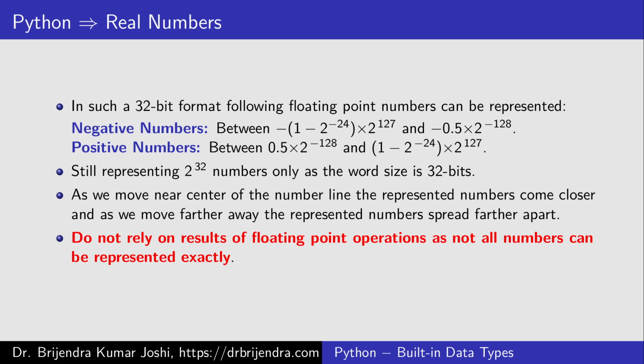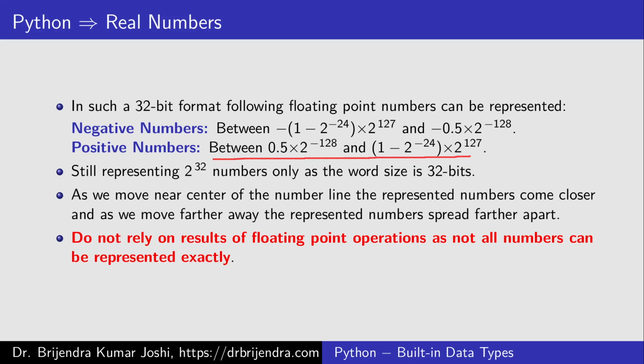In such a 32-bit format, the following floating point numbers can be represented. Negative numbers between minus 1 minus 2 to the power minus 24 multiplied by 2 to the power 127 and minus 0.5 multiplied by 2 to the power minus 128. These negative numbers can be represented. Positive numbers can be represented which are between 0.5 multiplied by 2 to the power minus 128 and 1 minus 2 to the power minus 24 multiplied by 2 to the power 127. Quite big numbers.